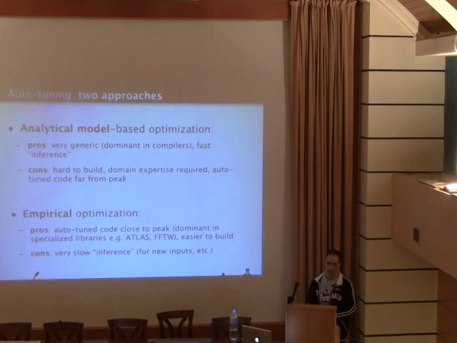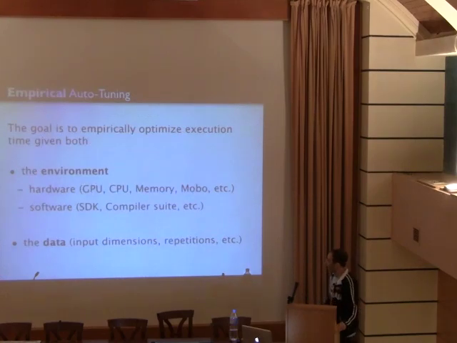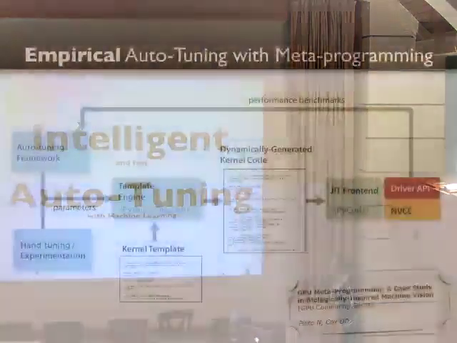Okay, so is it possible to have the best of both approaches? Is it possible to combine what's really good about the analytical model, the fast inference, being able to predict what will be the best code for a new input, a new hardware, and also the close to peak performance of empirical tuning?